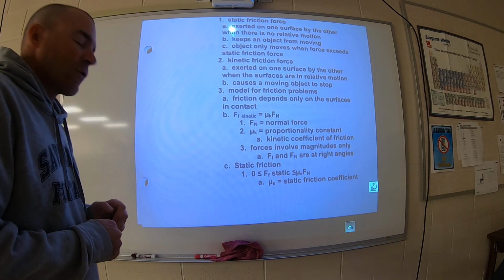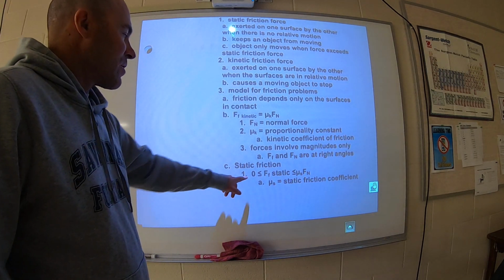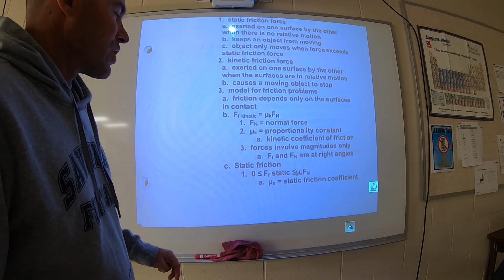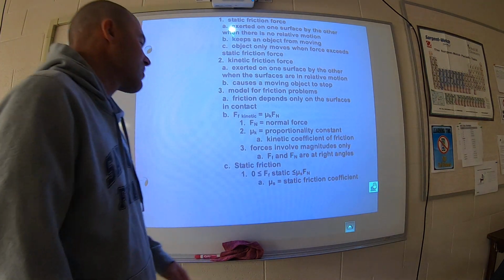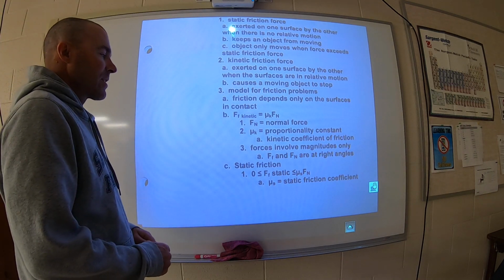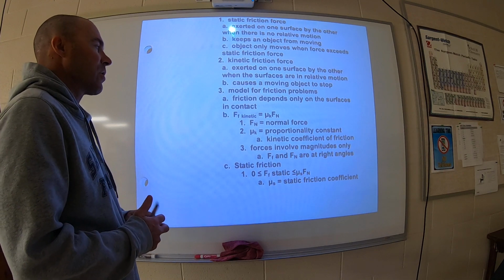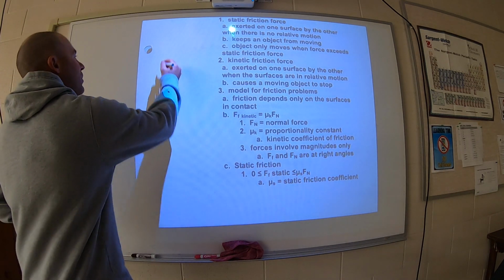If we have a static friction force, we can say that 0 is less than or equal to the force of static friction, which is less than or equal to mu of s times Fn. So mu of s times Fn is going to be the maximum static friction force that you can have before the object starts moving. So let's take an example here.